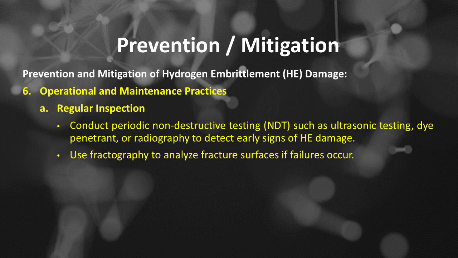Number 6 is operational and maintenance practices, includes, number A, regular inspection. Conduct periodic non-destructive testing or NDT such as ultrasonic testing, dye penetrant, or radiography to detect early signs of HE damage. Use fractography to analyze fracture surfaces if failures occur.